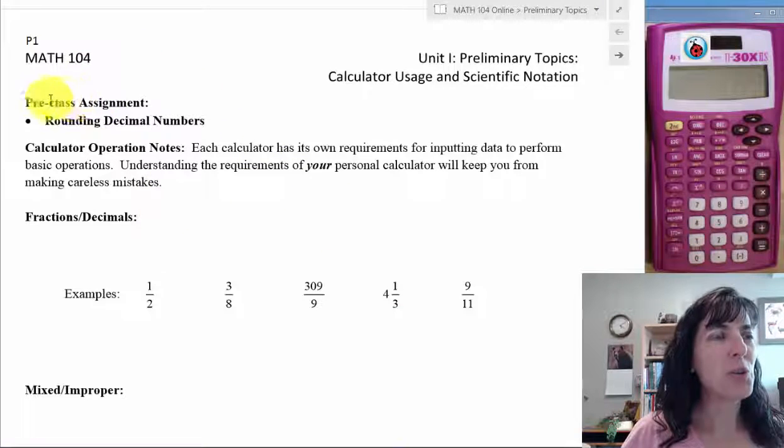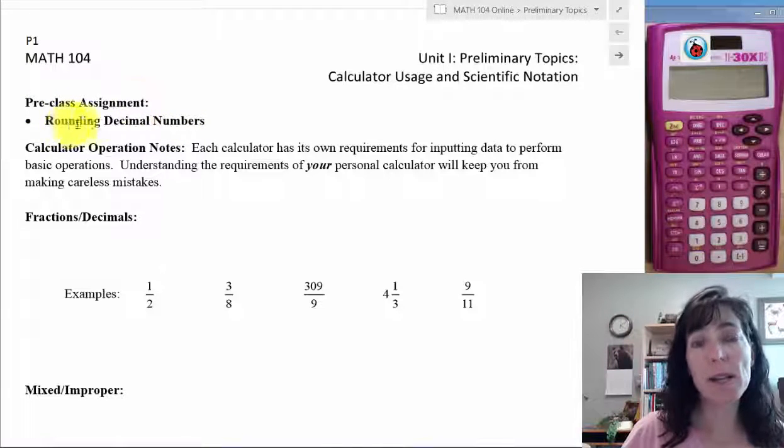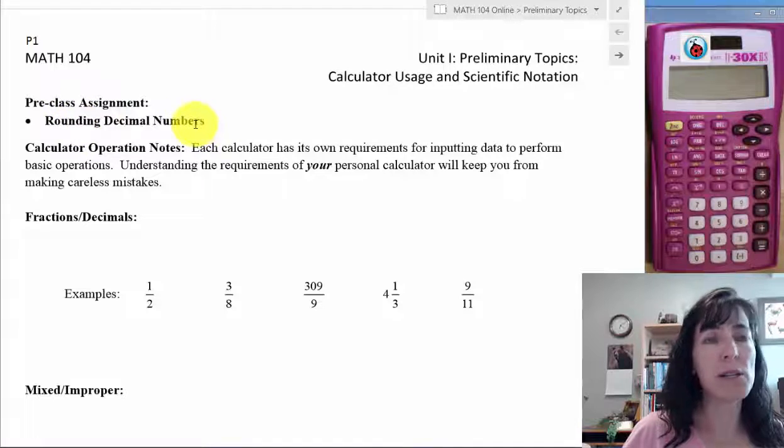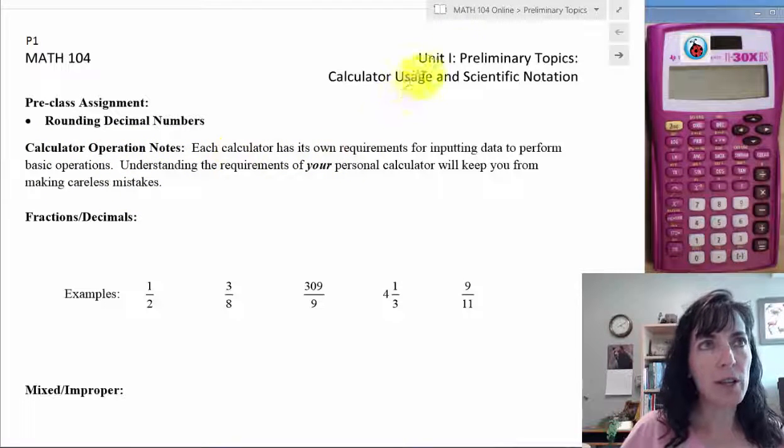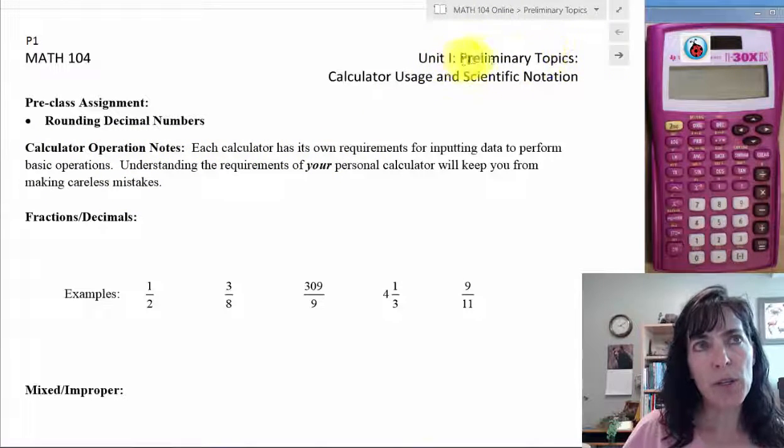I want to let you know how the guides are laid out. They always show at the beginning of a lesson the pre-class assignments. In this case, you have rounding decimal numbers. So that's an assignment that you should have done before you watch this video. And then we're starting the lesson here. It'll tell you the title of the unit up here and then the name of the specific lesson here.